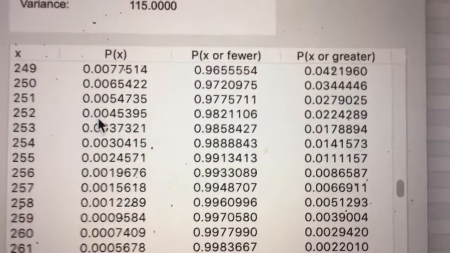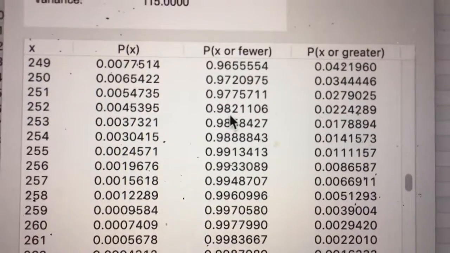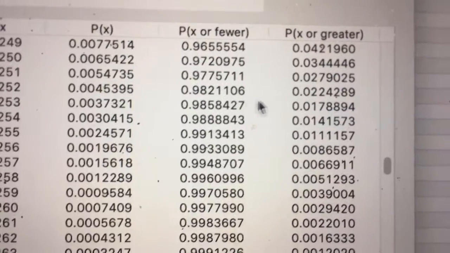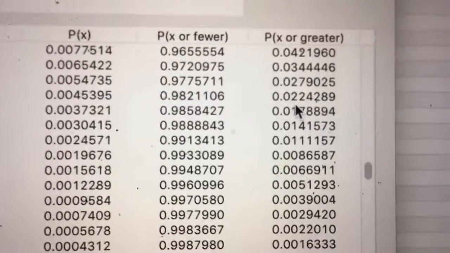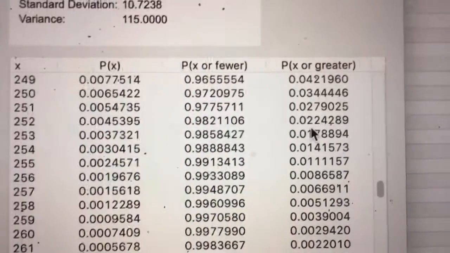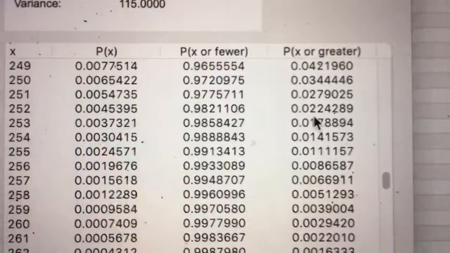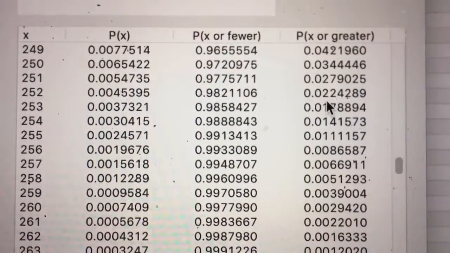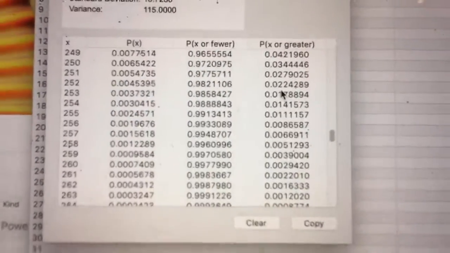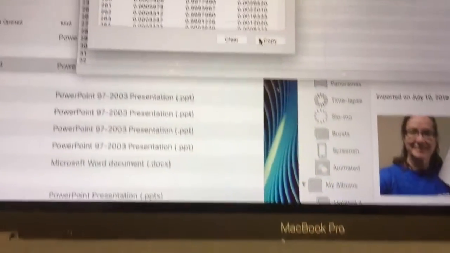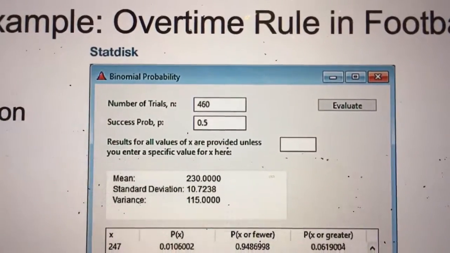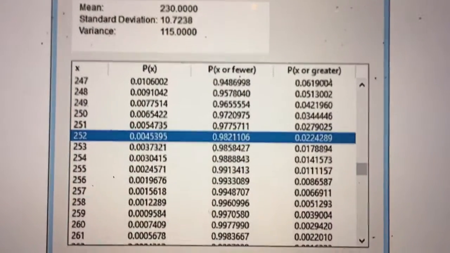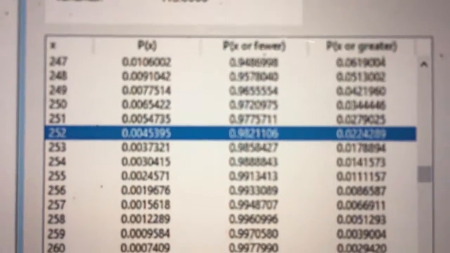The probability of 252 or fewer is not the one we want. And here is the probability of 252 or greater, which is the one that we needed. So StatDisk is really cool if you have it, because it gives you everything immediately that you could possibly want. And here is the PowerPoint, the same thing done on your PowerPoint, and you're seeing the highlighted 252.